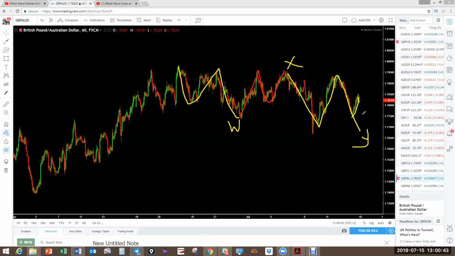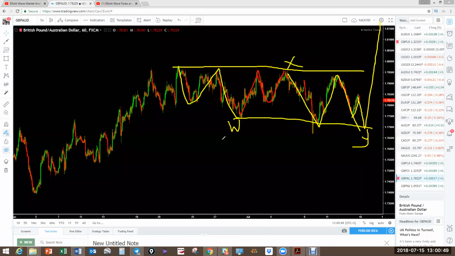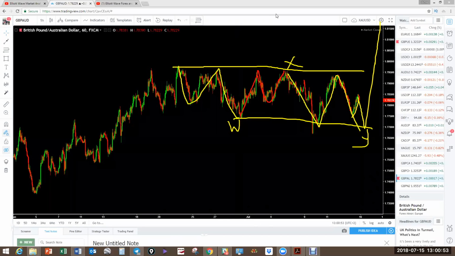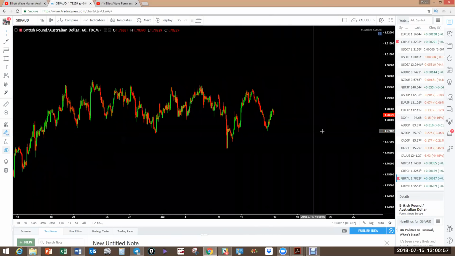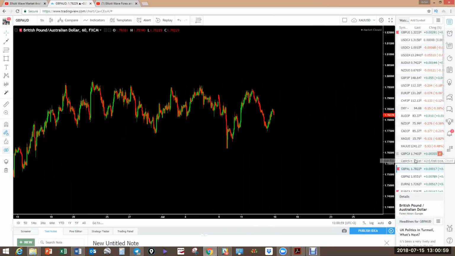So this may come back down for this one before it goes, because you can see that this whole thing is a sideways double correction, or what we call a seven swing sequence. Okay, so that's pound AUD. Let's look at the other pairs.